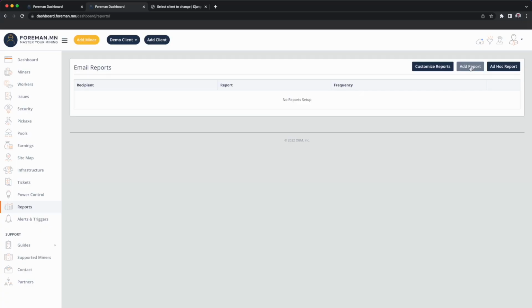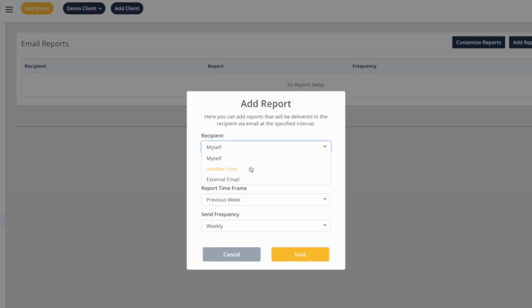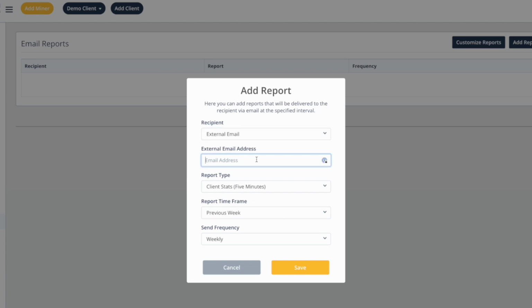Foreman can automatically send reports daily, weekly, or monthly. We'll go ahead and look at some of the reports. I'm going to hit add report. I can have them go to myself, another user on the account, or somebody external. So maybe they're not a Foreman user, but I want to keep them informed. So I'm going to have a report go to investor@gmail.com.